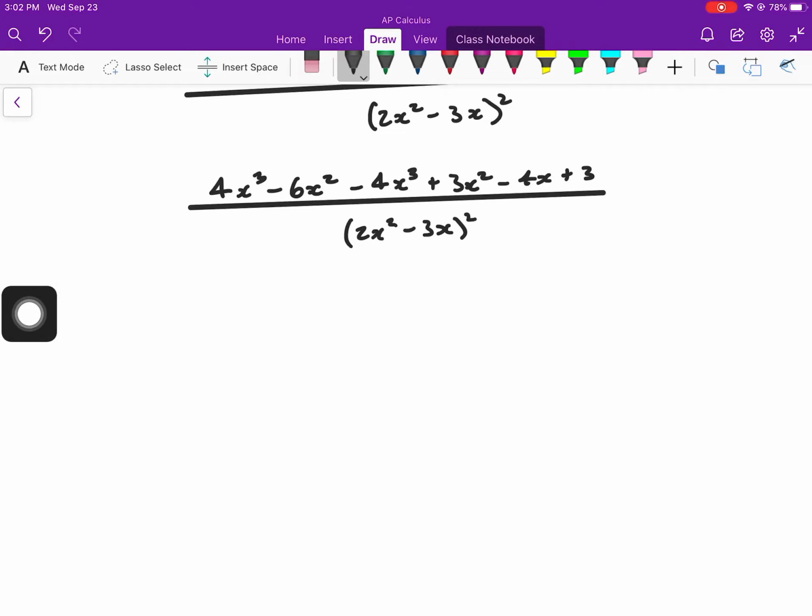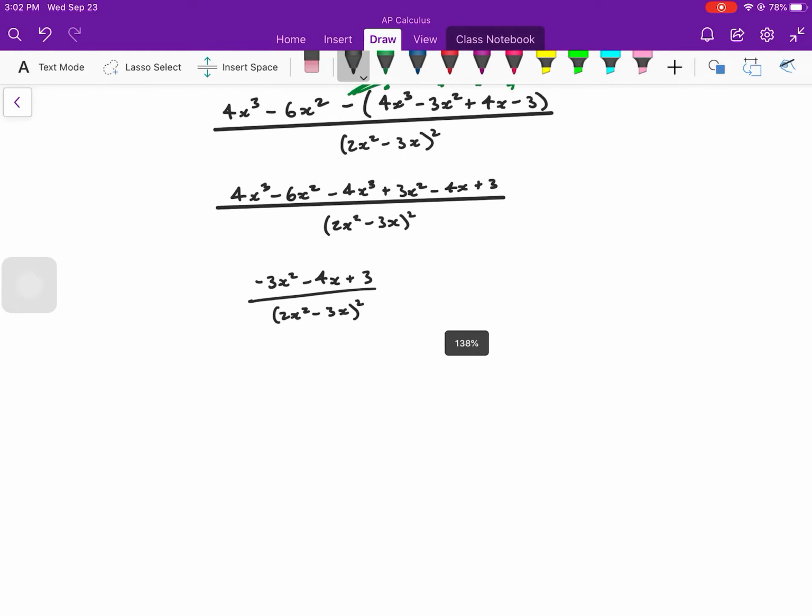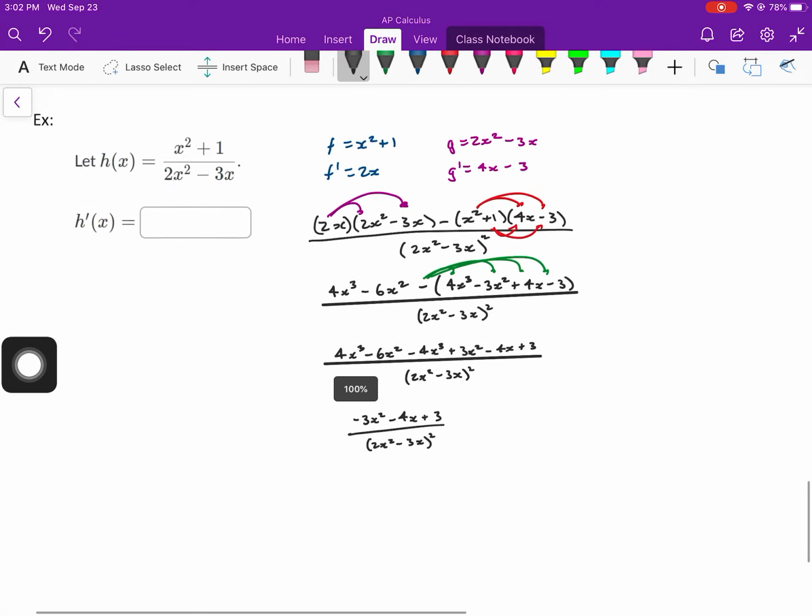So we have 4x cubed minus 4x cubed, those cancel out. Negative 6x squared plus 3x squared is negative 3x squared. And then there's no other x term, so minus 4x plus 3. Well, that simplified quite a bit. And that's pretty much it. I mean, sometimes you might factor a negative out of the top and put it in the very front here. But I think that's fine like that.